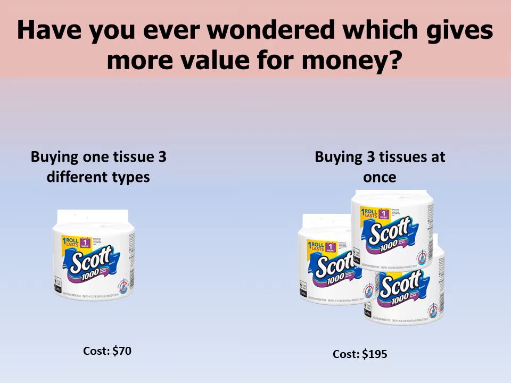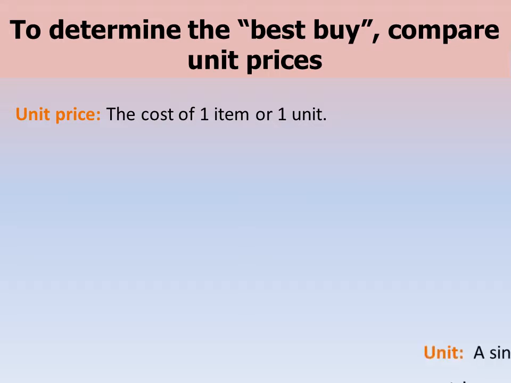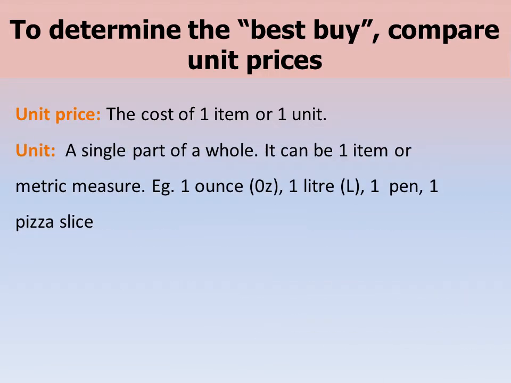The other option is for you to compare their unit price. Now, what do I mean by that? All right, so the unit price is the cost of one item or one unit. And a unit is a single part of a whole. So a unit can be one item or one metric measure. For example, it can be 1 ounce, 1 liter, one pen out of a pack of pens, one pizza slice from a whole pizza.